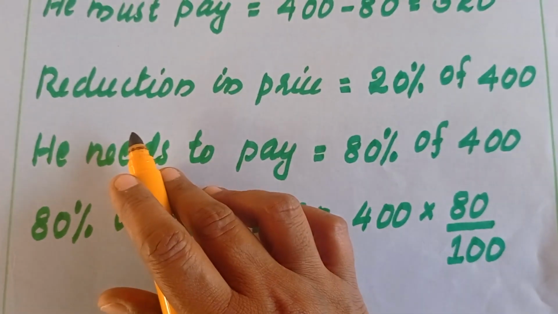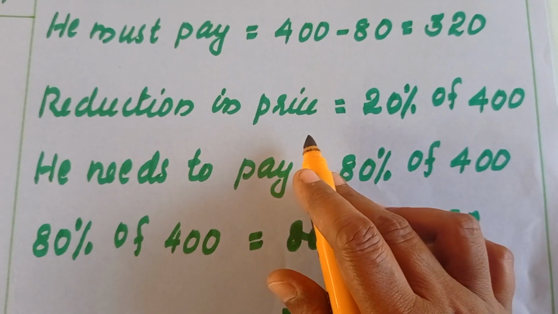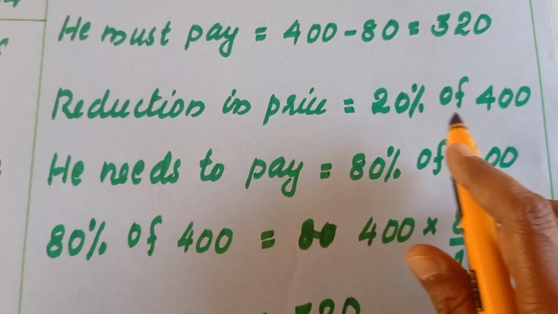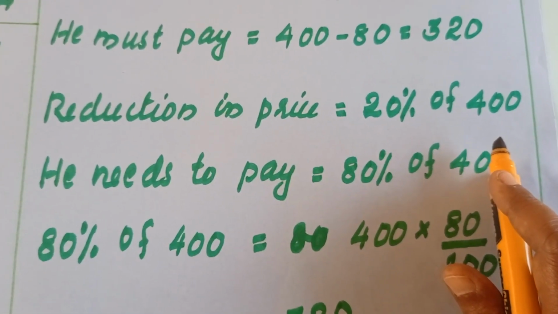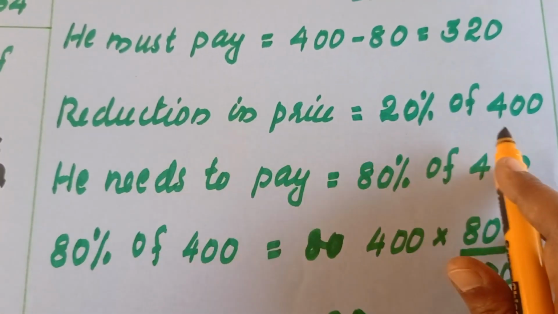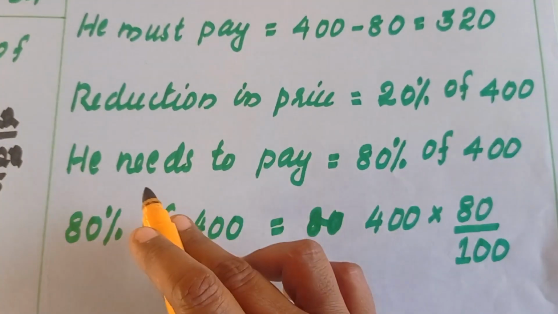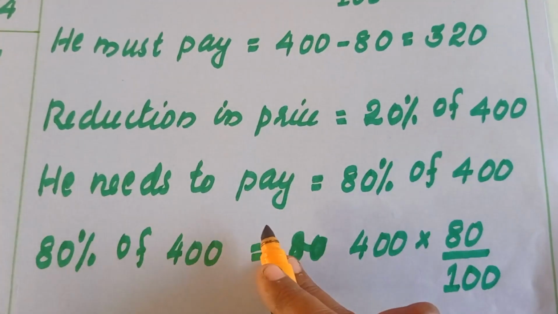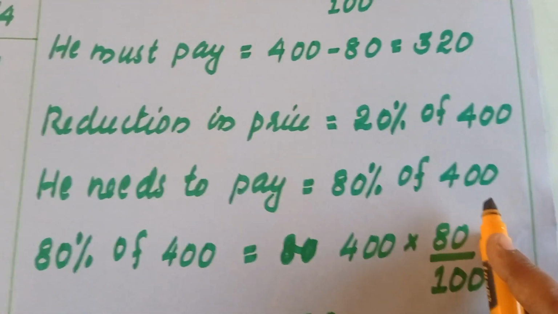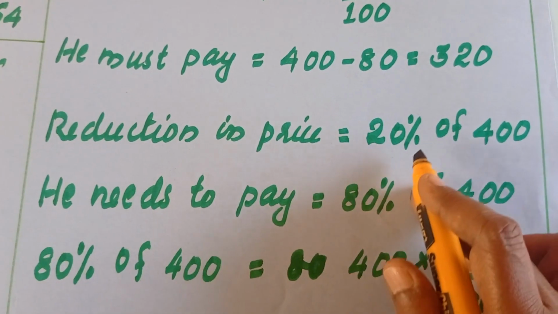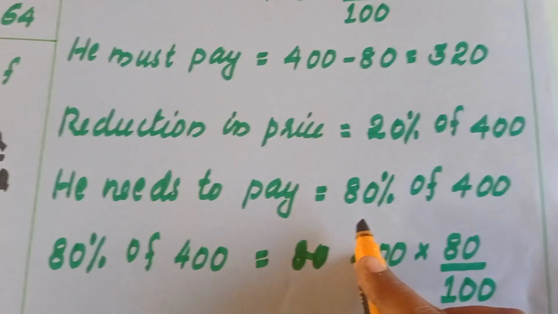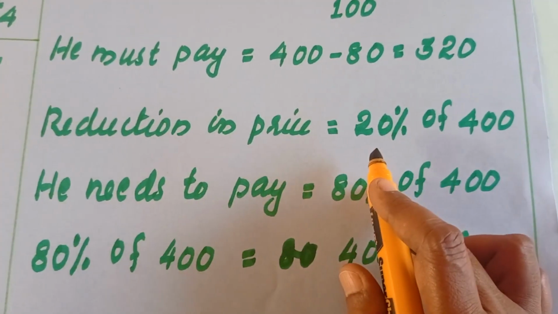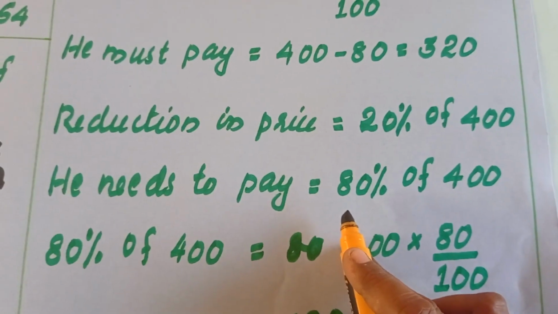There is another way to do this. This reduction in price is 20% of the original price, which is 400. Since 20% is the reduction, he needs to pay 80% of 400. That is the other percent of 20%, which is what he needs to pay. The other percent is 100 minus 20, that is 80%.